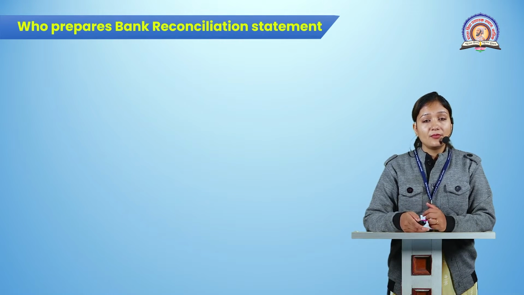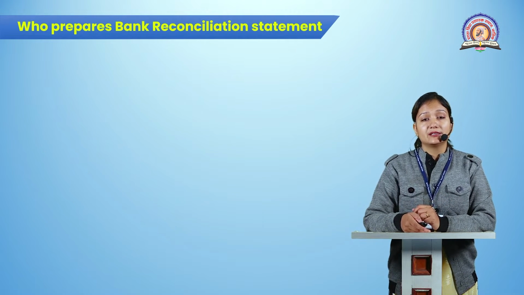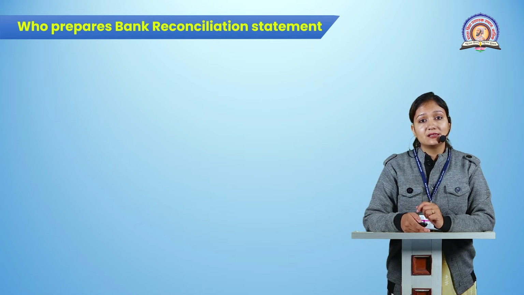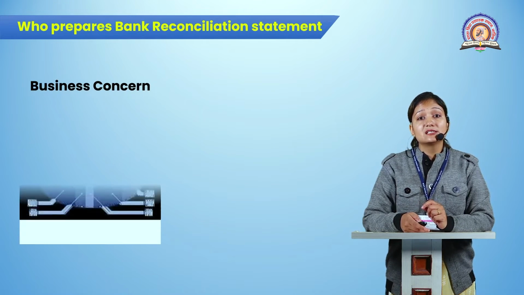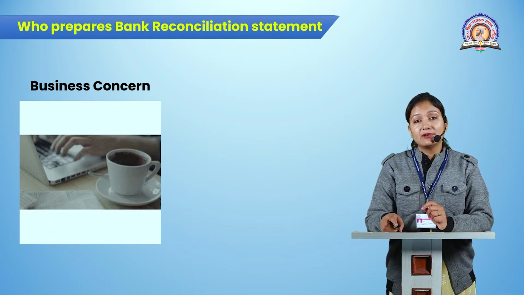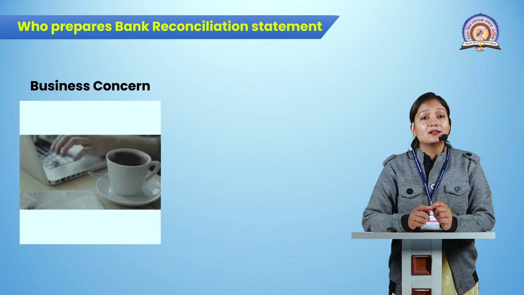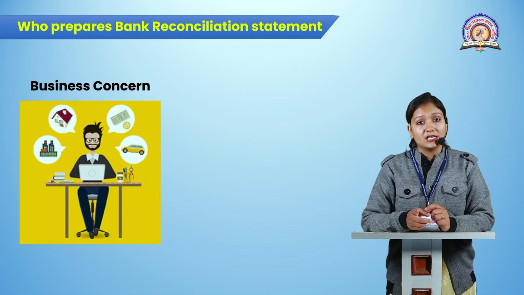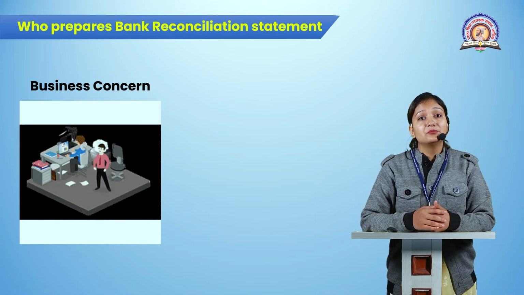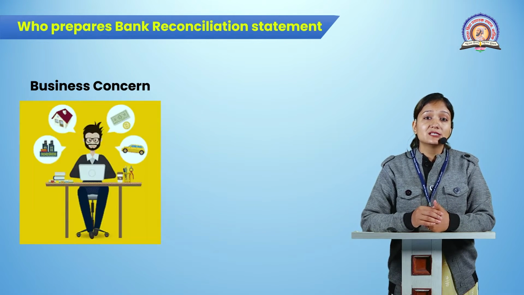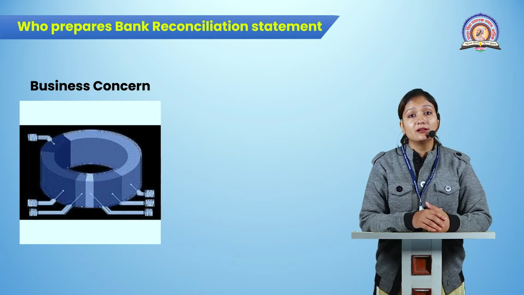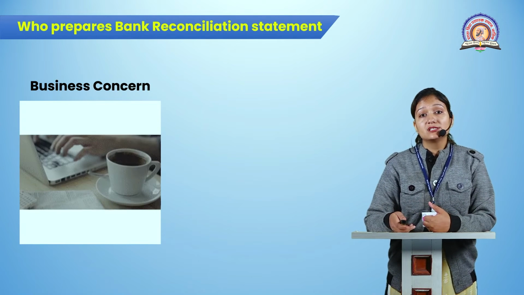Now, who prepares the BRS? The very first is the business concern. Why? Because when the business is recording its transactions, it is matching the cash book and passbook. So the very first is the business entity, or business concern, which prepares a BRS. Now, who is the second one?